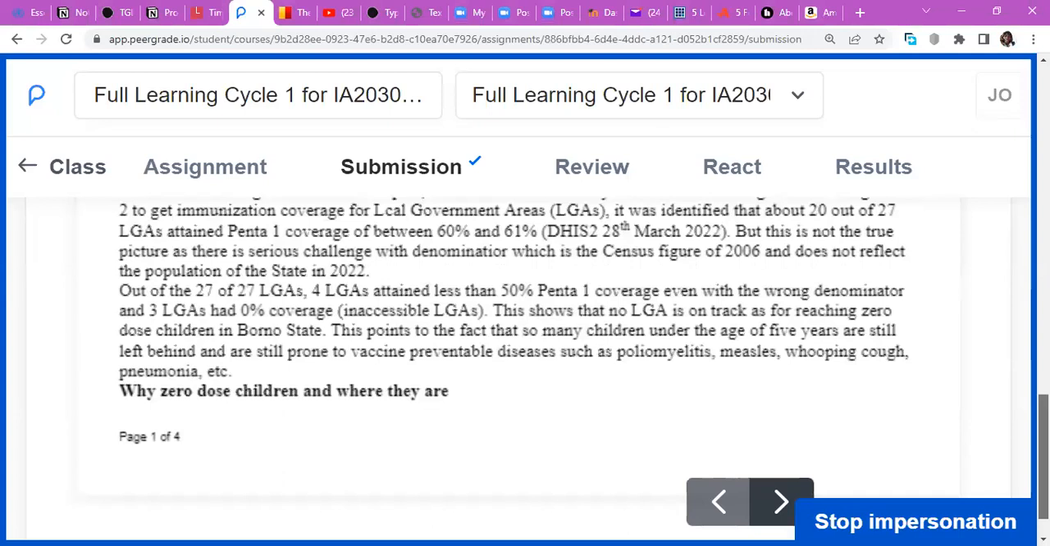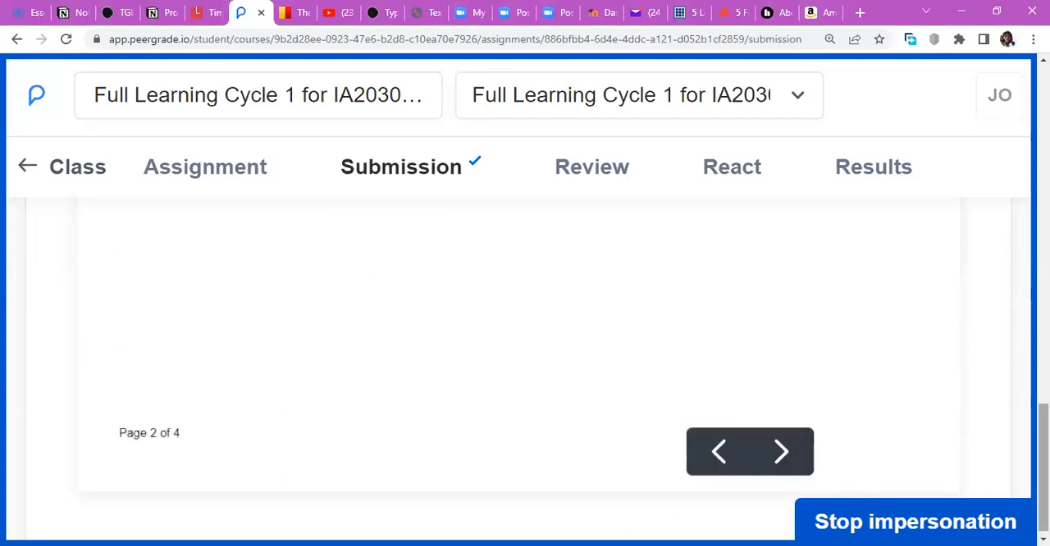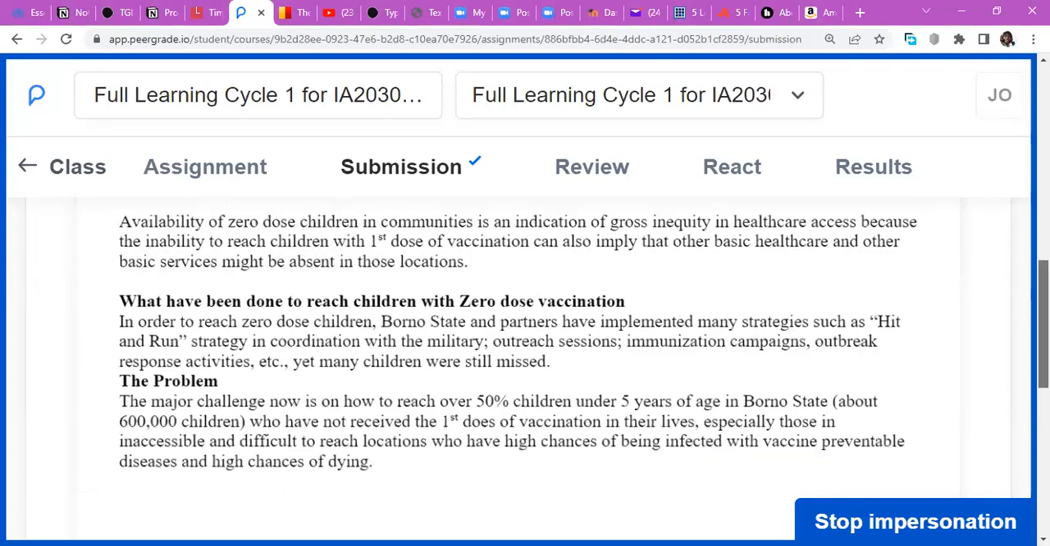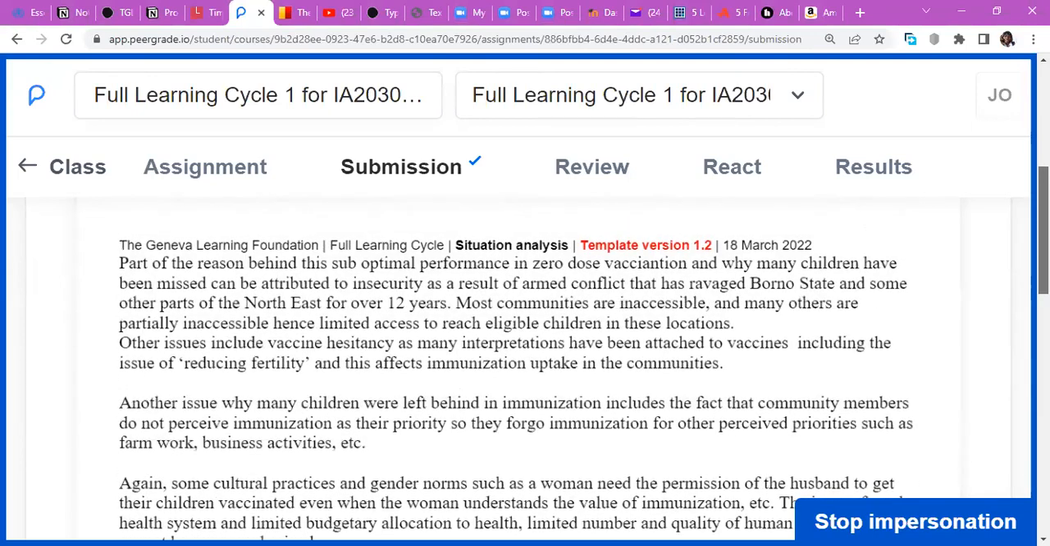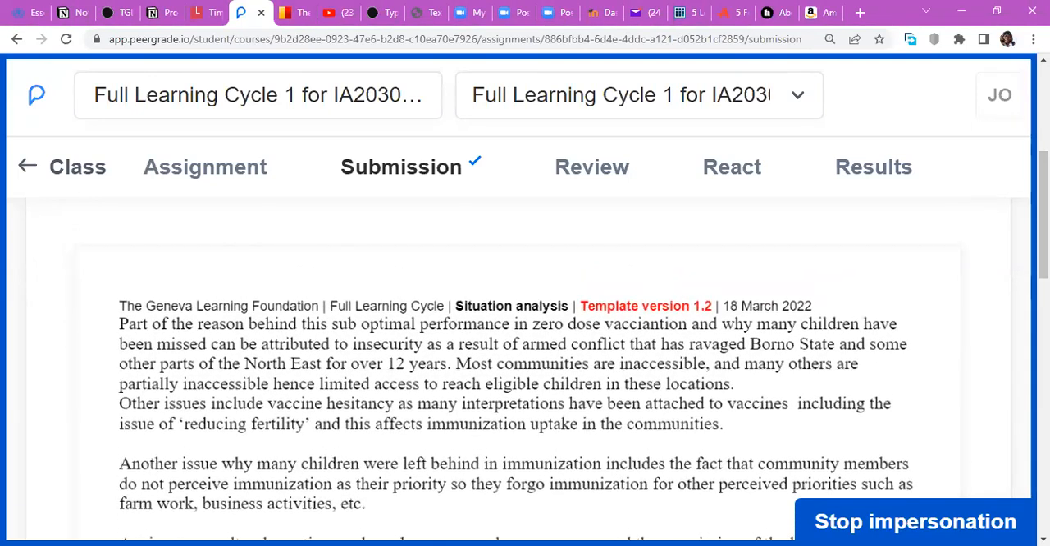Why do we have these 0 dose children? What are some of the reasons? Josephine, okay. I'll just invite you to summarize since we no longer have a lot of time.